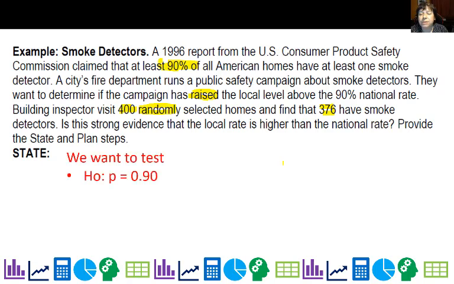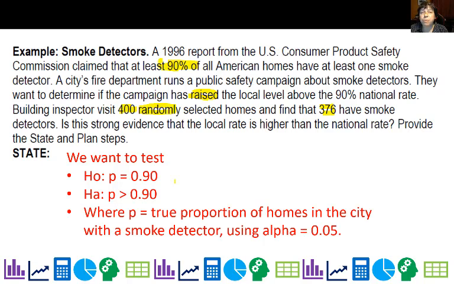We want to test the null hypothesis that p equals 0.90. We have an alternate hypothesis that it's actually greater than 0.90. The reason I chose greater is we said we're raising the local level. And I do need to tell you what the parameter is. P is the true proportion of homes in the city with a smoke detector. Also, let them know what alpha you're going to use if it's not given in the problem. Since it's not given here, we'll use the customary value of 0.05, or 5%.